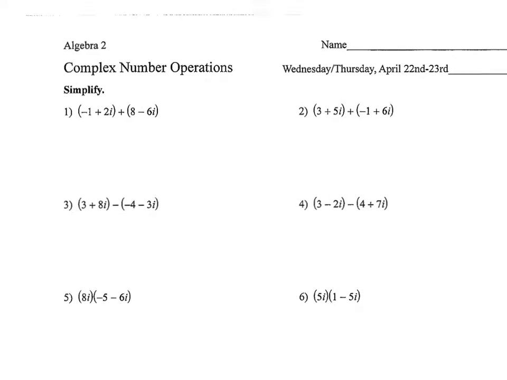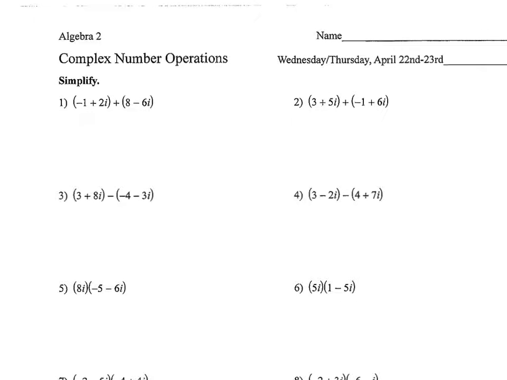I have both your notes and examples on this same document, so I want to see both of those with you. Do these notes with me. We have some addition and subtraction problems. I'll do 1, I'll do 3, you'll do 2, you'll do 4. On number 1, to add, when we add complex numbers, we match up the real parts with the imaginary parts and simply add. That gives us -1 plus 8, which is 7, 2i plus -6i, -4i. That's your final answer. It's that simple.